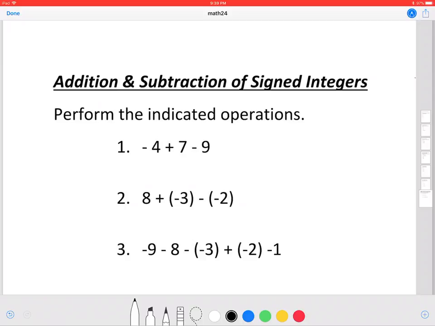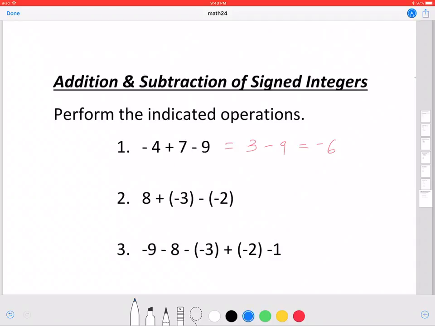So let's begin. Number one, we have three numbers, -4 plus 7 subtract 9. And you could just go left to right. That will equal -4 plus 7 is 3, subtract 9, and that is equal to -6.